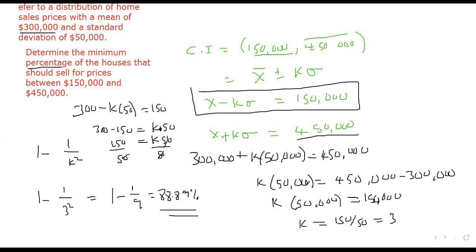So let's go to the last part. I want you to think with me. I want you to try to determine the minimum percentage of houses that should sell for between 170 and 430. The same question. This is part C.